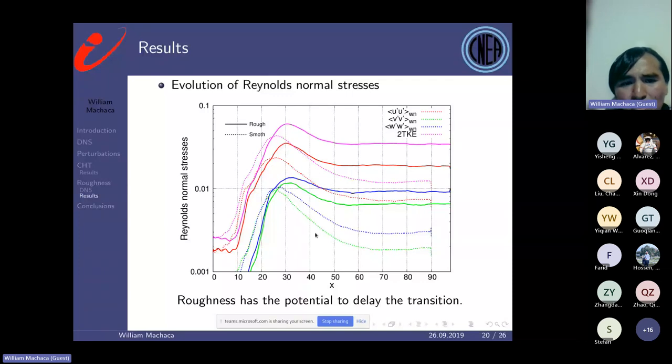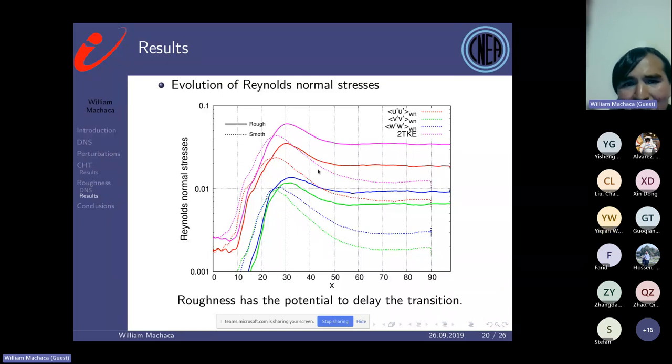In this figure, we present the Reynolds normal stresses as a function of x. First, we can see that the roughness delays the transition. For example, looking at the wall-normal Reynolds stress, in color green, you can see that the roughness delays the transition by approximately five channel half heights. This means that the roughness has the potential to delay the transition. Also, we can see that downstream of x approximately 25, the roughness increases these quantities with respect to the smooth case. Also, we can see that the post-transition region decreases with respect to the smooth case.